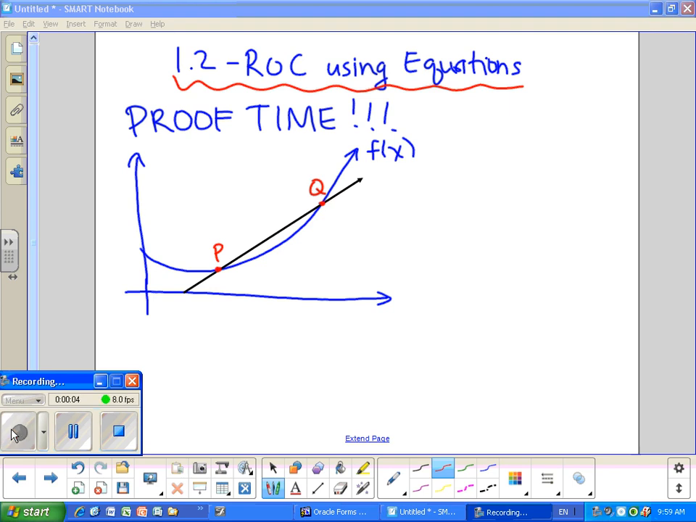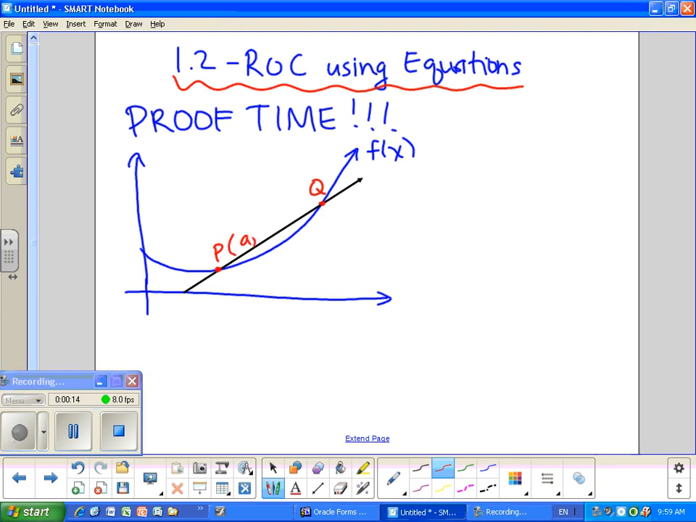Our function is f of x, which is the blue curve. And then we've drawn what type of line? Secant, perfect, which touches at P and Q. Let's say our point P is A, and because we don't know what it is, we just know that if we sub in A, our y value will be f of A.